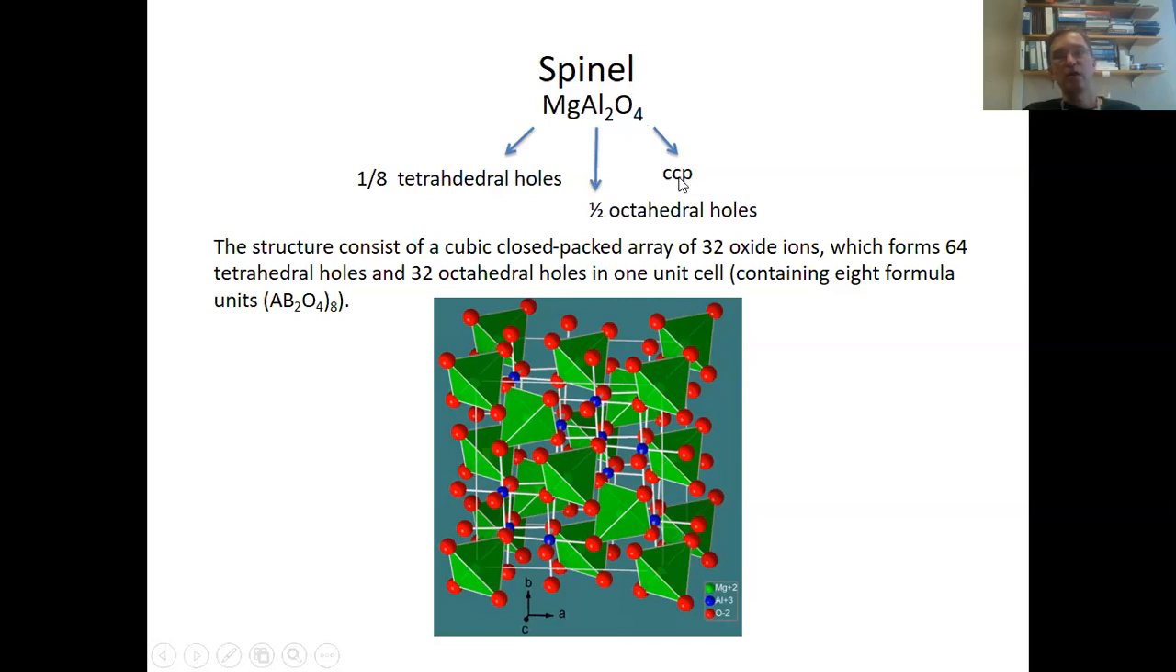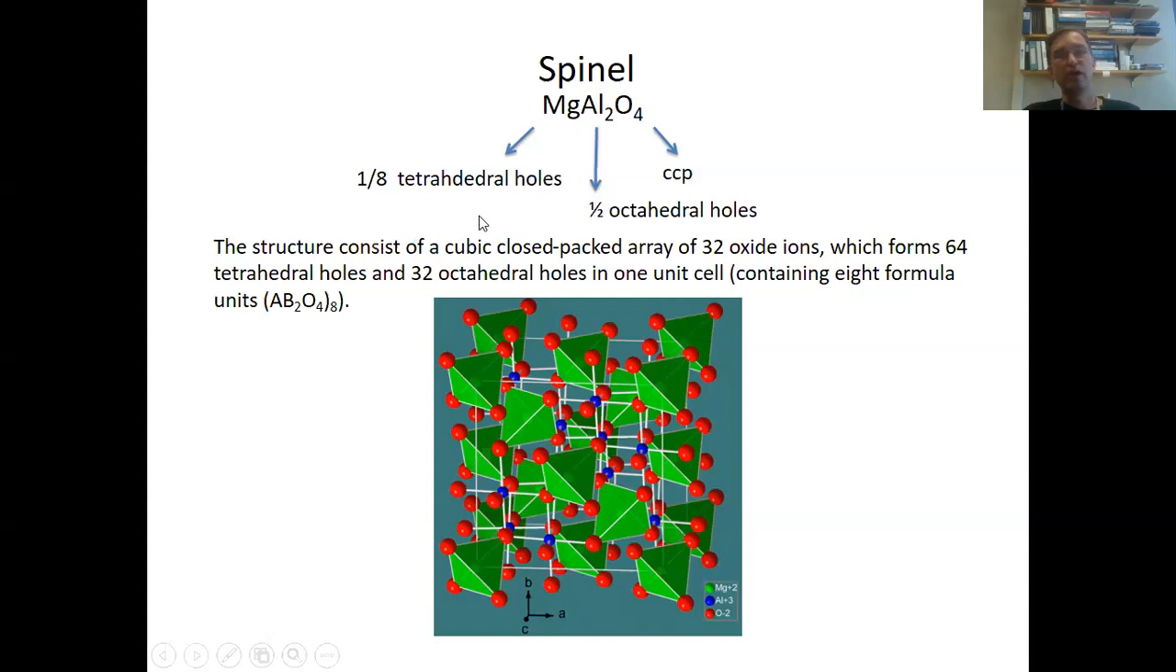So now, of course, there's the question: when we have only 1/8 of the tetrahedral holes being filled, which of these tetrahedral holes are being filled? And as only half of the octahedral holes are being filled, which octahedral holes are being filled? Okay, so this filling occurs in a relatively complicated pattern.